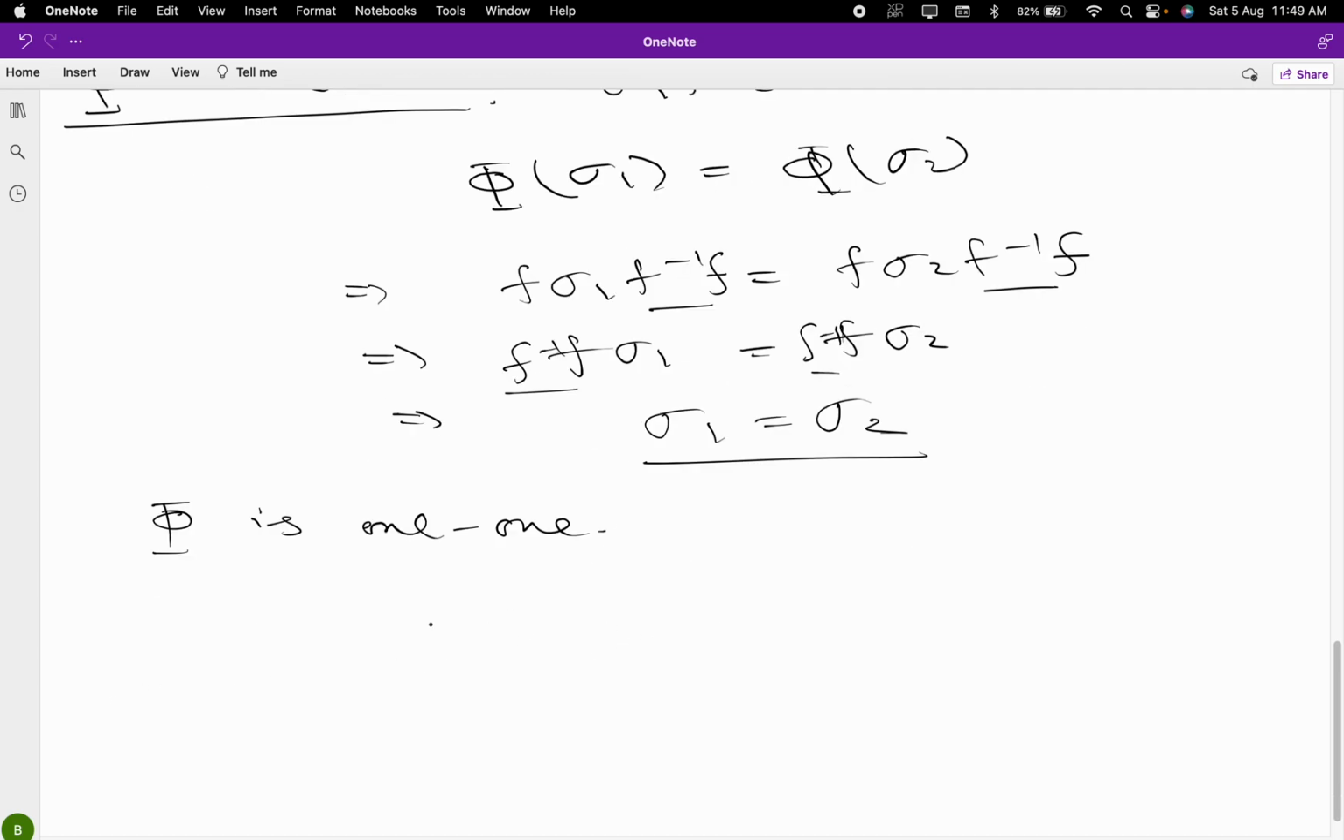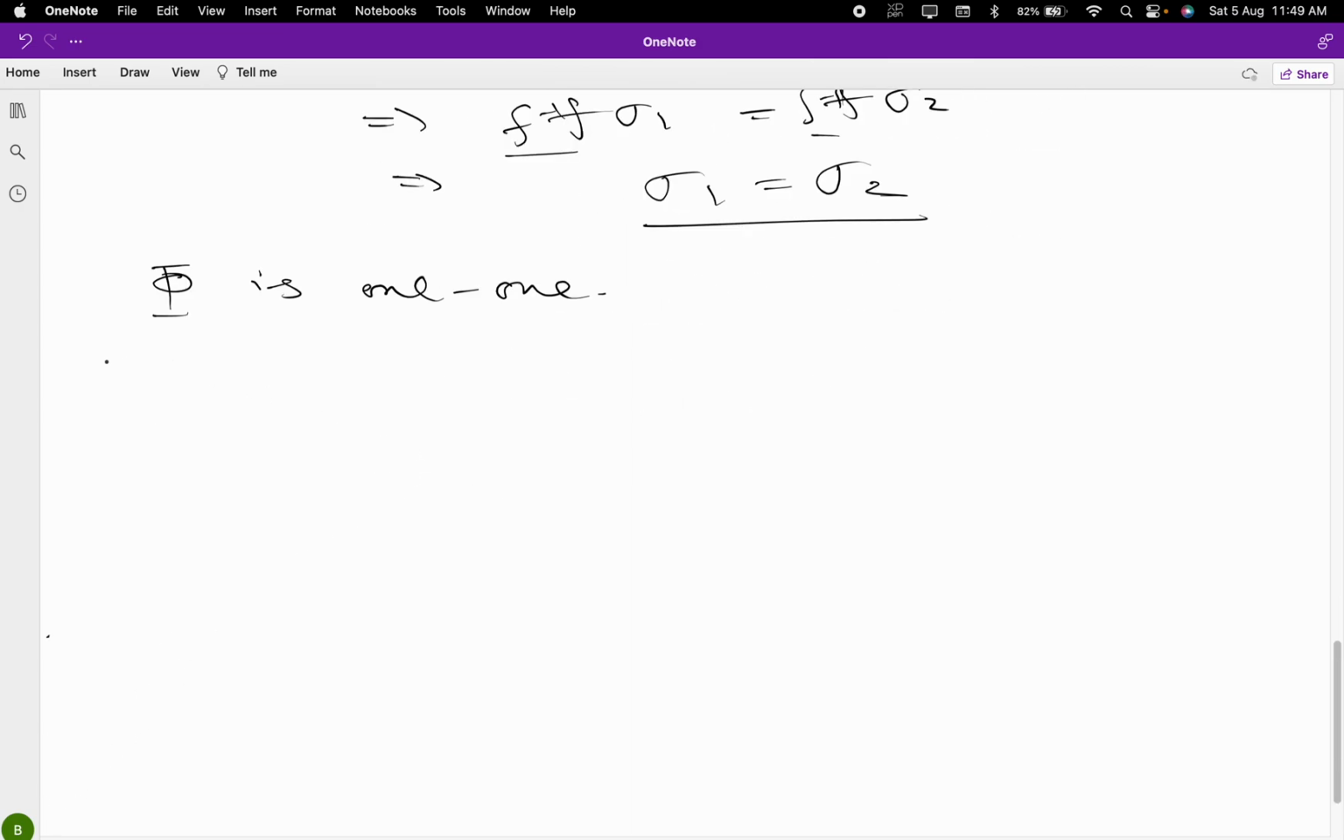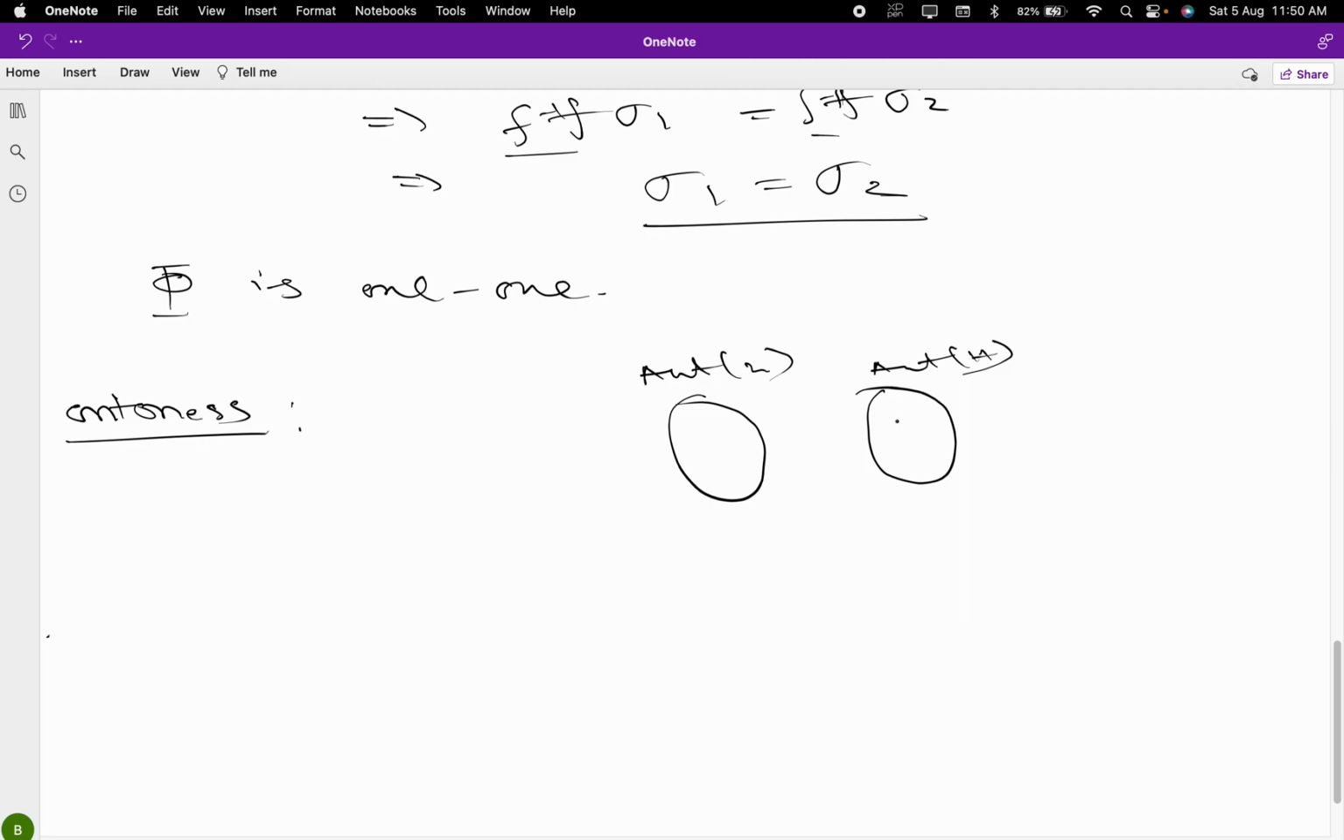You just need to put in the definition of onto. What do you mean by an onto map? Ontoness means that if you have the automorphism of H and the automorphism of G, and you put any element over here, you should be able to give me an element over there. That means every element of the codomain has a pre-image in the domain.